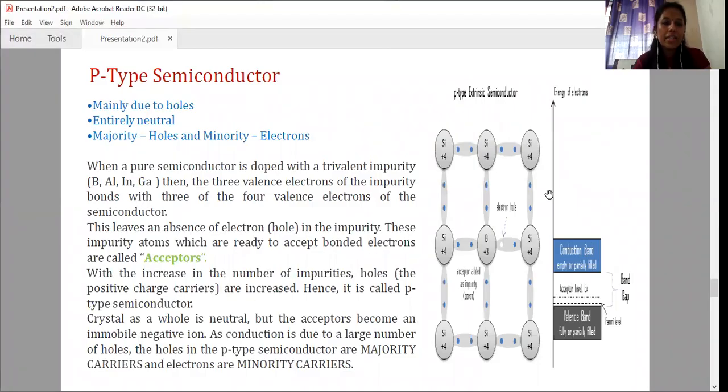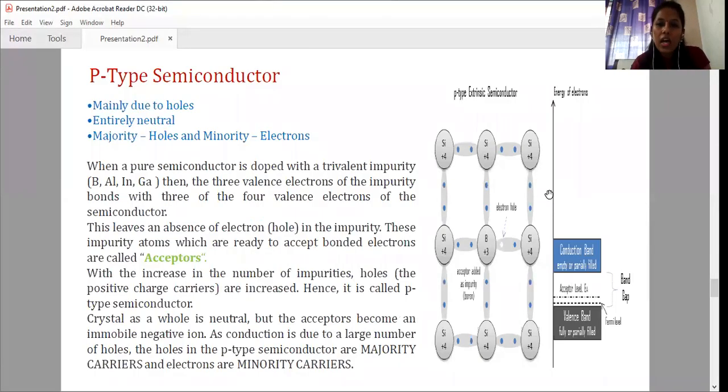And next is the p-type semiconductor. In this p-type semiconductor, we add a trivalent impurity. We already know about trivalent impurities: aluminum, boron, indium, and gallium are examples of trivalent impurity. Trivalent impurity means the outermost valence shell has 3 electrons.